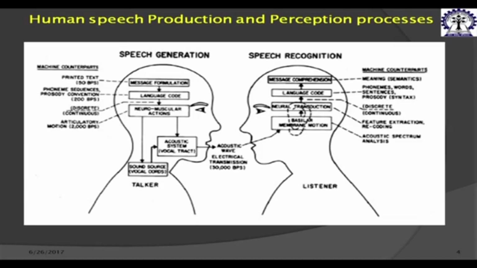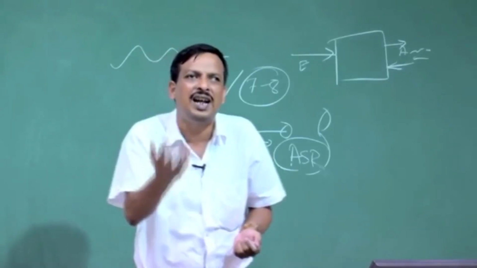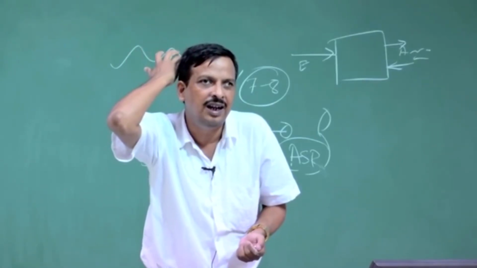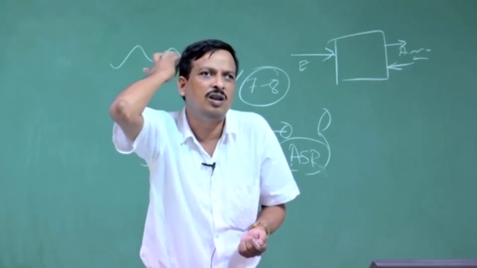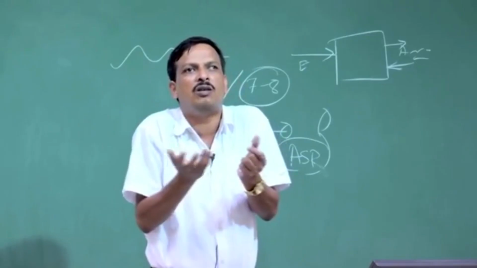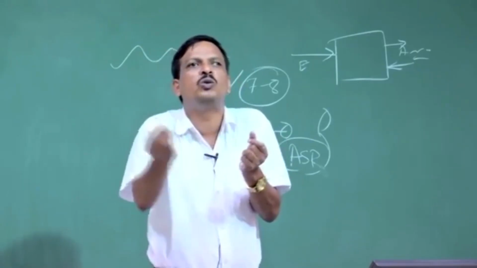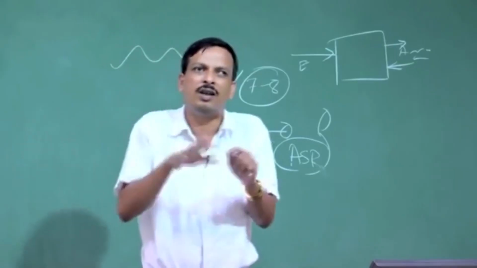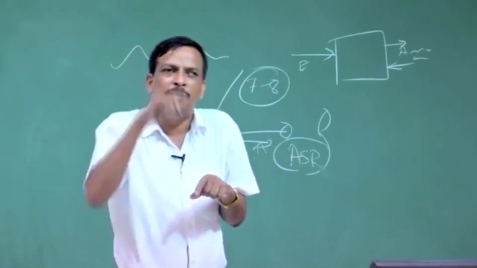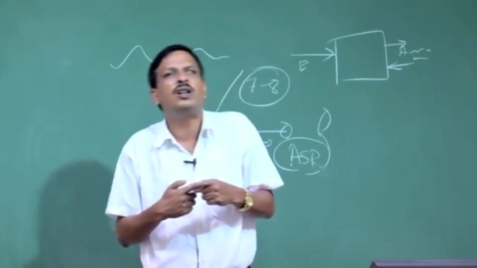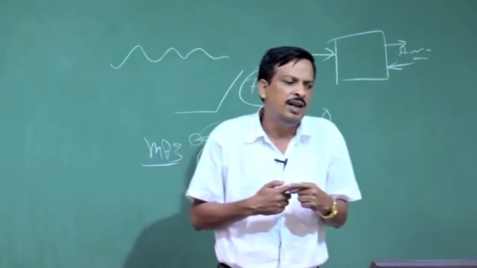If I want to speak a sentence, what I want to say is created and comes from our mind, and that is called message planning. Once the message planning is done, it goes to the language model. What kind of language code should we use? If it is Bengali, then Bengali words will be selected. If it is English, other words will be selected. Based on the linguistic information, the linguistic coding, it goes to neuromuscular action.